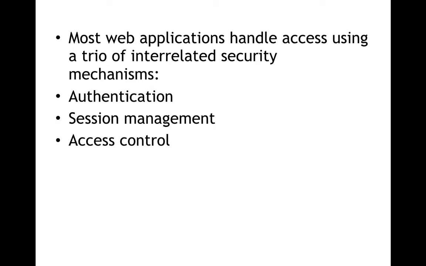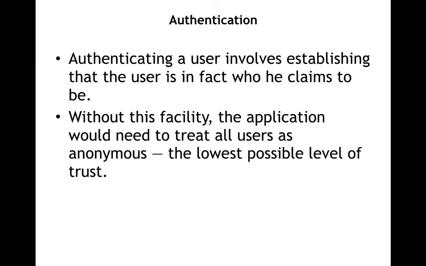Most applications handle access using a trio of interrelated security mechanisms. That is authentication, session management, and access control. Authentication is logically the most basic dependency in an application's handling of users' access. Authenticating a user involves establishing that the user is in fact who he claims to be. Without this facility, the application would need to treat all users as anonymous. So this is the lowest possible level of trust.